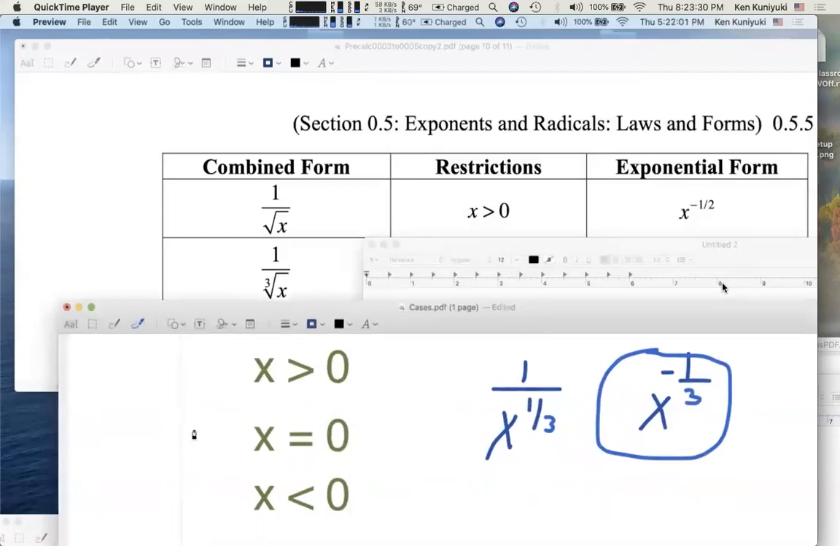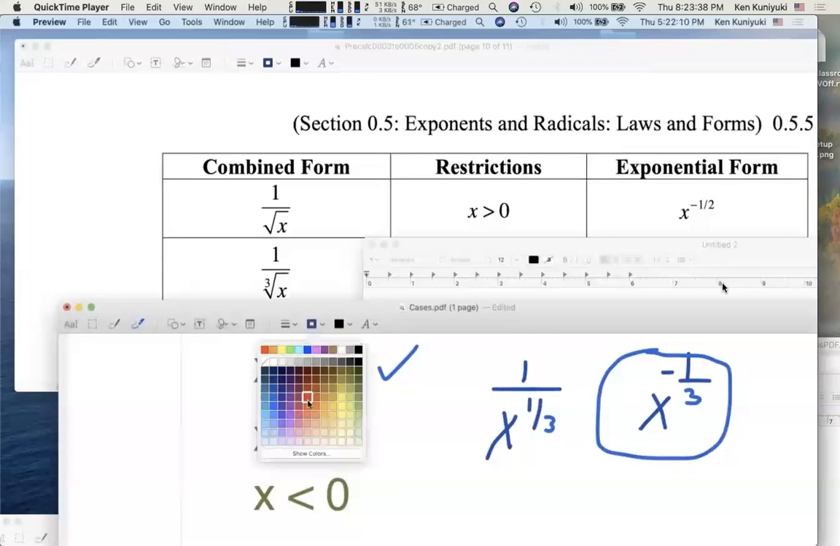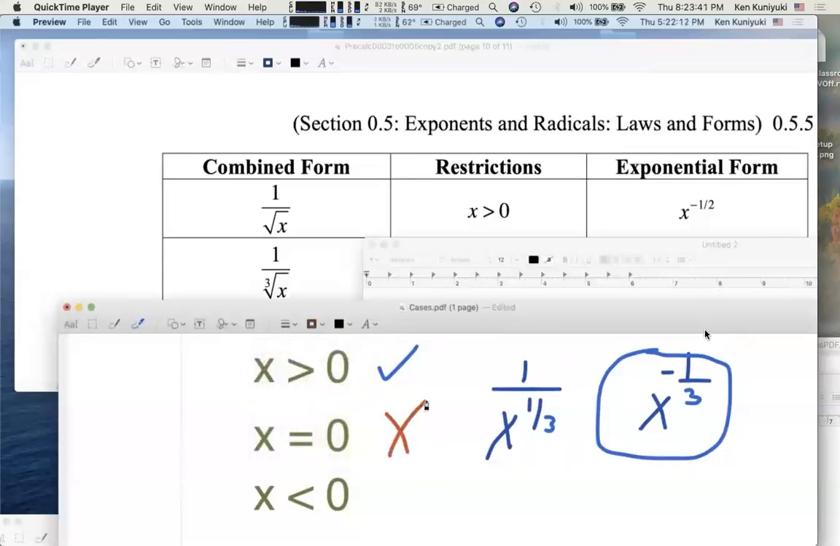And what are the restrictions? Okay, well, here are the various possible values of x. Can x be positive? Not a problem. Can x be 0? Then you're going to be divided by 0 in the end. That's no good. Can x be negative? Actually, the cube root of a negative number is negative. That's okay.